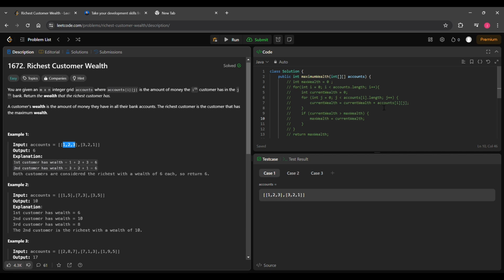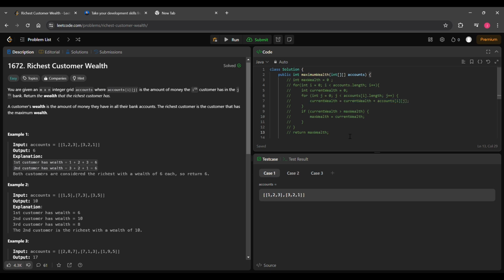Then again it iterated, 0, 2. Accounts of 0, 2 will become this 2. So we know the currentWealth value became 1. 1 plus 2 is equal to 3. So currentWealth will be 3. CurrentWealth becomes 3 plus 3. It will become 6. The current value became 6.